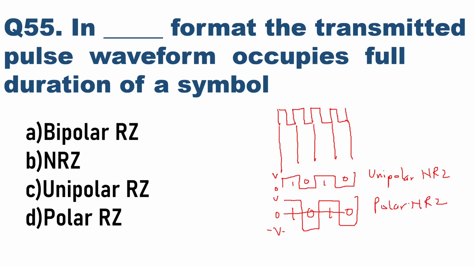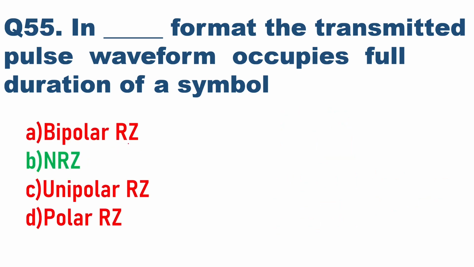Now, what is NRZ? It is non-return to zero. The complete duration, the complete width, is used to represent the symbol. It is not halfway coming to the zero line. So the complete width is used to represent the symbol, either 1 or 0. So the format in a transmitted pulse waveform that occupies the full duration of a symbol is non-return to zero, that is NRZ. So option B is the right answer here. NRZ is the right answer.